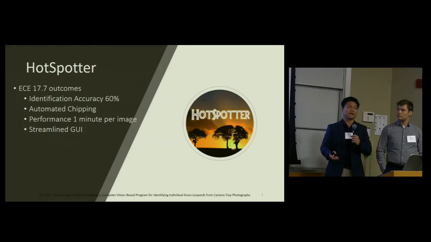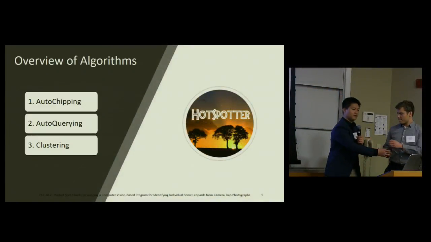They got the identification accuracy to 60% or above. They implemented the automated chipping process. The performance they got was roughly around 1 minute per image. And the final implementation from ECE 17.7 was the streamlined graphical user interface. And so here's the overview of Hotspotter from 17.7.